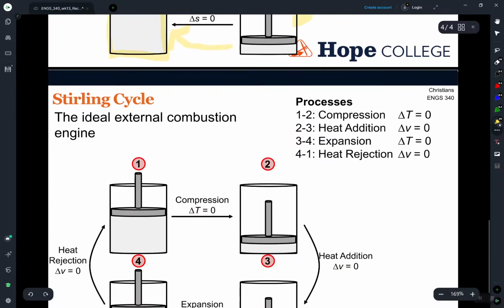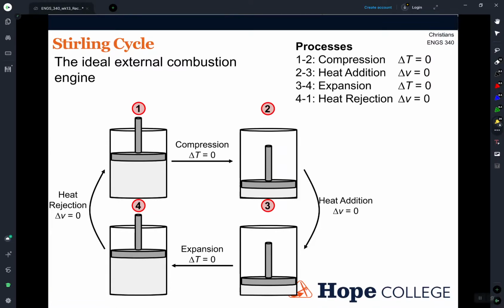The last cycle that is quite interesting is the Stirling cycle. So the Stirling cycle is an external combustion cycle rather than an internal combustion cycle. So I'll go through the steps here and then we'll watch another video. In a Stirling cycle, going from here 1 to 2, the compression step is not a delta S equals 0 step. It's actually a constant temperature step or an isothermal step.